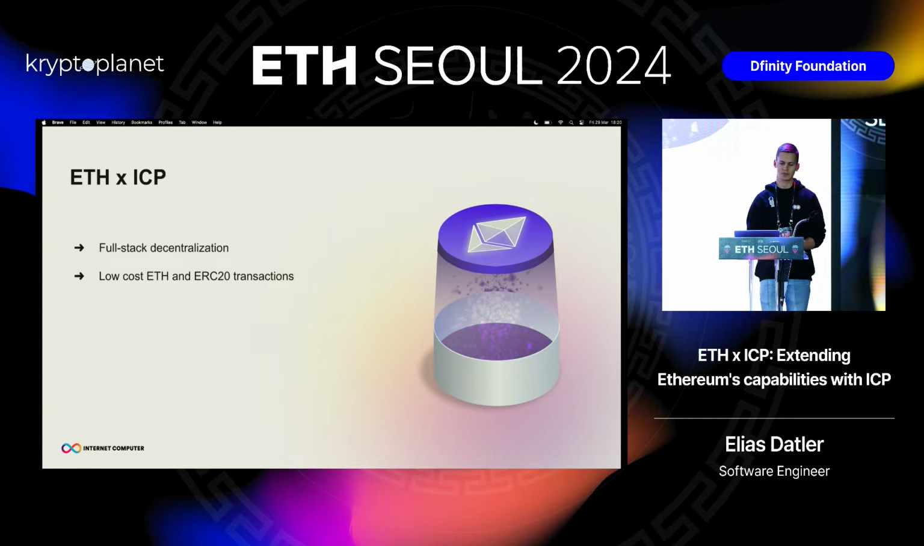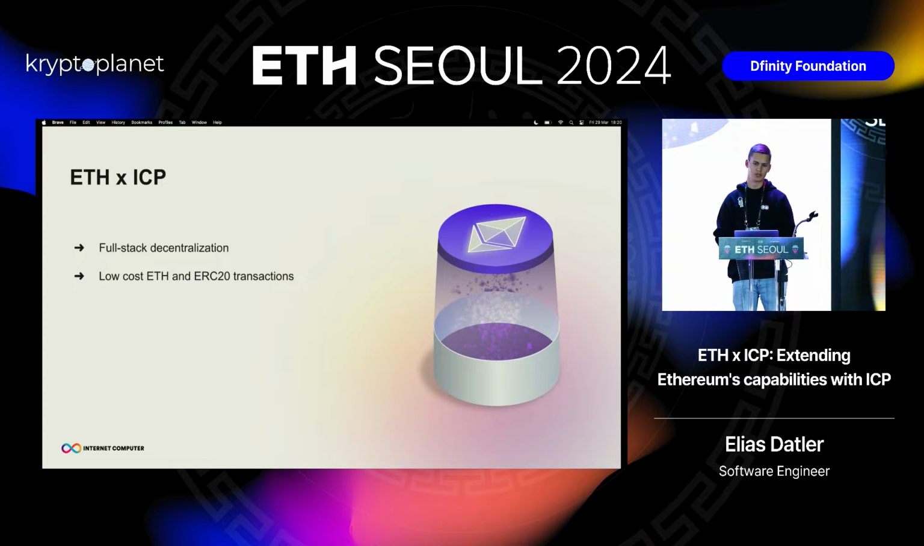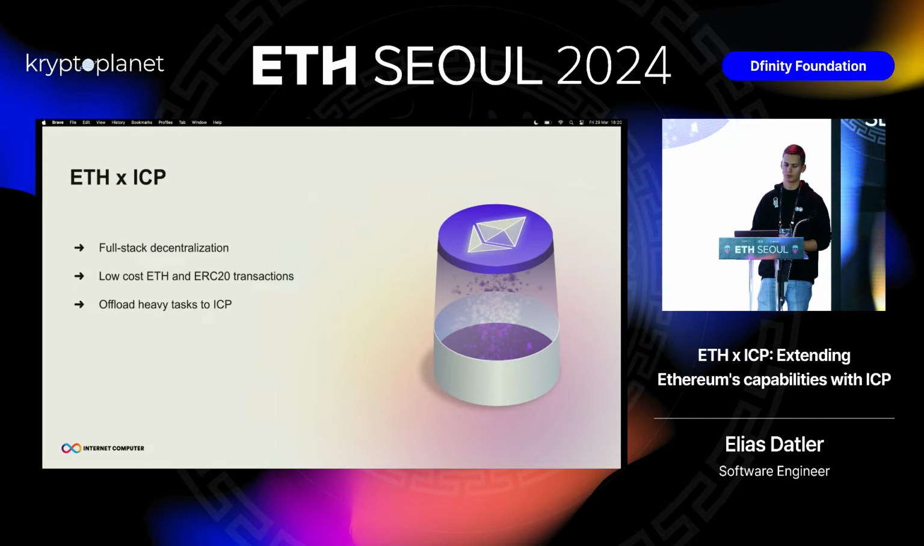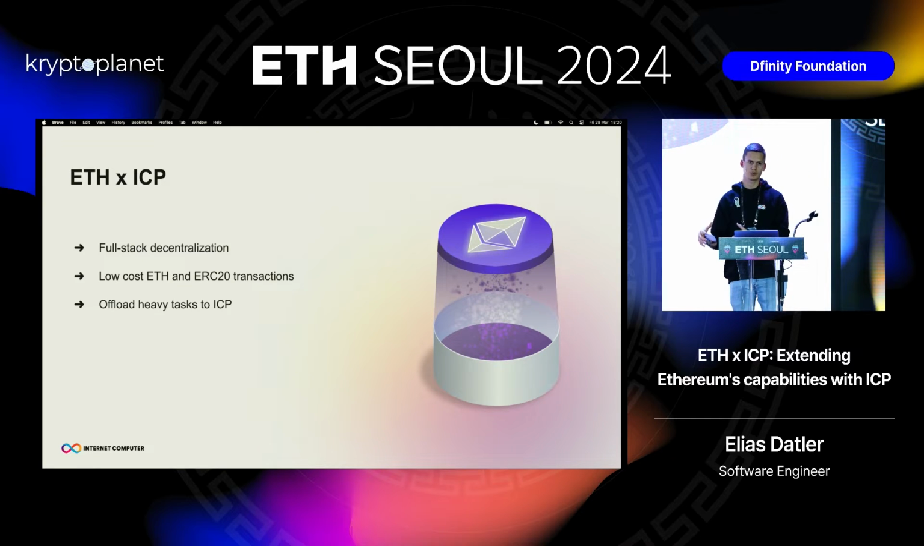Then with our twins, you can have low-cost transactions. That's something that users would really love. Also, our transaction fees are constant. They don't change depending on the demand. And what you can also do is you can offload heavy computation to the internet computer and use it like a side chain. And then once you're done with the computation, you can load the data back into the Ethereum smart contract.